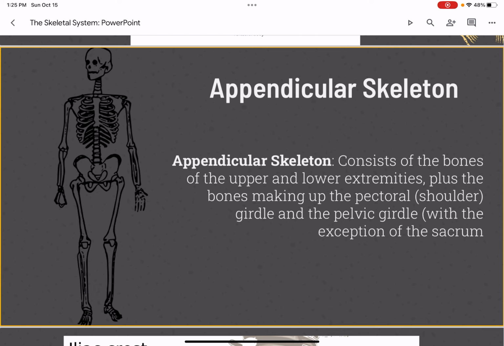The lower extremity consists of 30 bones: the femur or thigh bone, the patella or kneecap, the tibia and the fibula, the lower leg bones, 7 tarsal bones in the back of the foot and heel, the 5 metatarsals, and then 14 phalanges in the toes. Each great toe has 2 phalanges, while the others have 3: distal, middle, and proximal.